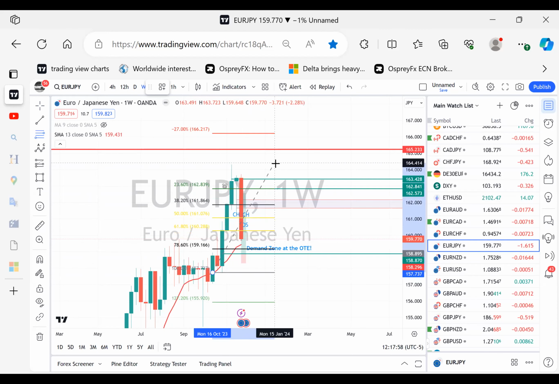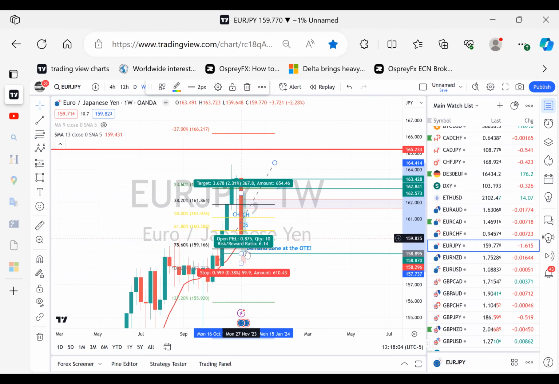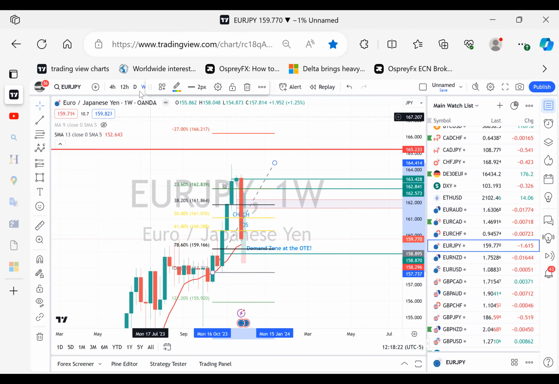Bueller. 62. 78. Oh, 78. There's my OTE right there. It's going to go up. Now, I don't expect price to break this high. I think it's going to come, just fill in the order block, fill in the imbalance, like the area that we showed before on the lower time frame, and push down.